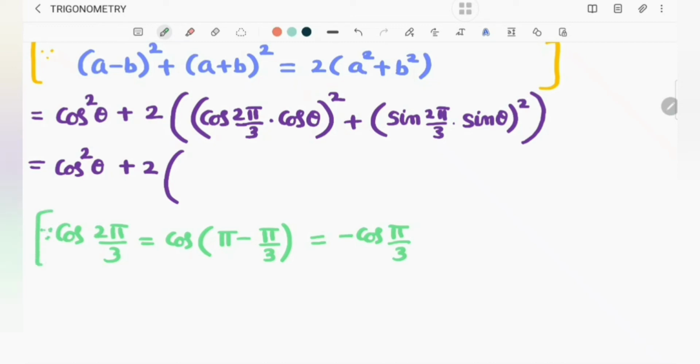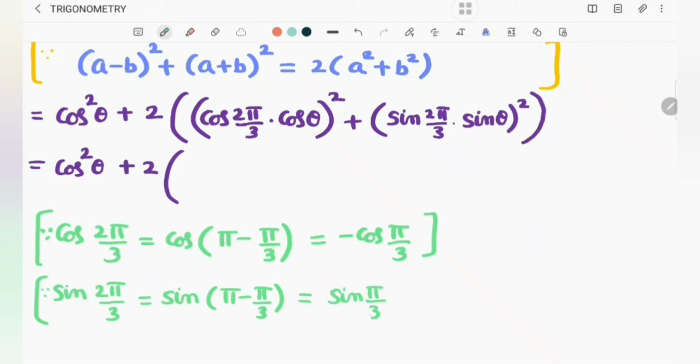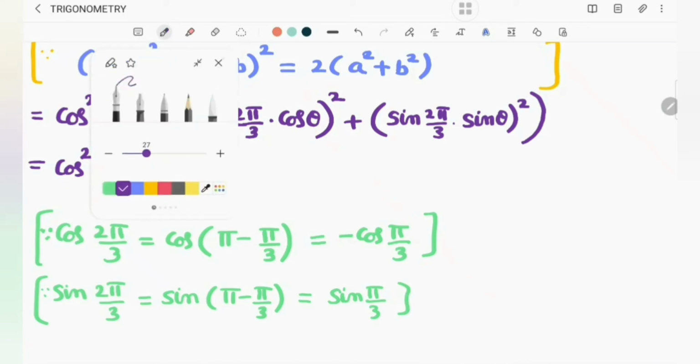So wherever cos 2 pi by 3 is there, it is minus cos pi by 3. Secondly, sin 2 pi by 3 is sin of pi minus pi by 3. In the second quadrant, sin is positive. So sin of pi minus pi by 3 is sin pi by 3. So these values we are going to substitute in the above formula.